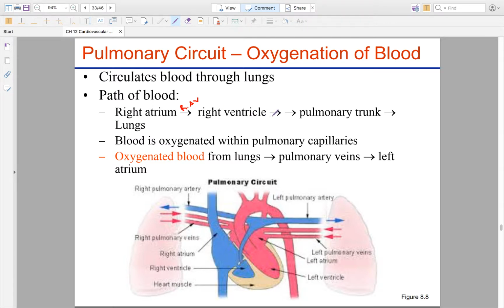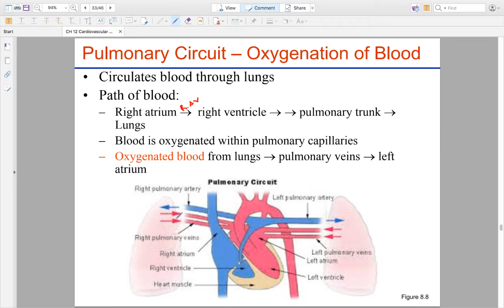Then it'll move to the right ventricle. Okay, then it's going to move through, from the right ventricle to the pulmonary trunk. Of course, it's going to have to pass the pulmonary semilunar valve. From the pulmonary trunk, it goes to the lungs, where blood is oxygenated, where oxygen is exchanged with CO2 inside of the lungs. Okay, then oxygenated blood from the lungs will re-enter the heart through the pulmonary veins.